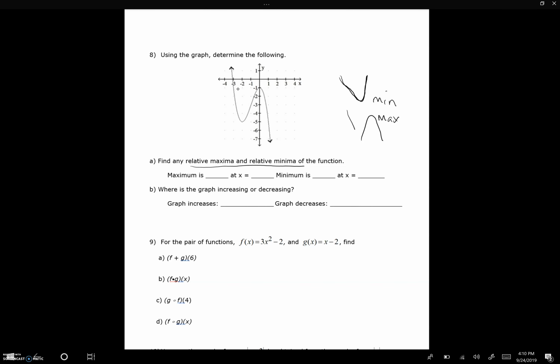So here we have a minimum at -5, right? When x is -2. Okay, so the point would be -2 comma -5. And oops, that was the minimum.